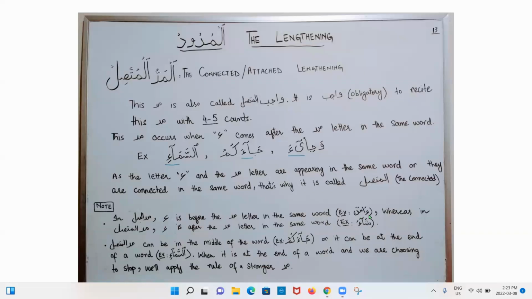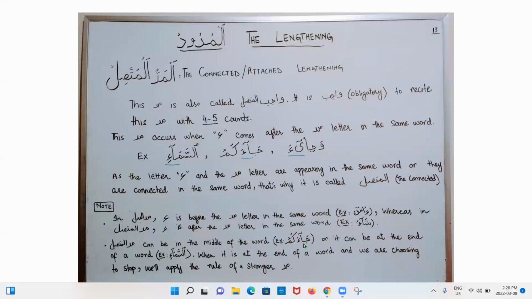Now we can see in this example, Hamza is before the mad letter. So by giving it 2 counts of Maddul Badal, we will recite it like this. Amana. While in the next example, we can see Hamza is after the mad letter within the same word. So by giving it 4 to 5 counts of Maddul Muttasil, we will recite this example like this. Sha'a. Maddul Muttasil can appear in the middle of the word or at the end of a word.